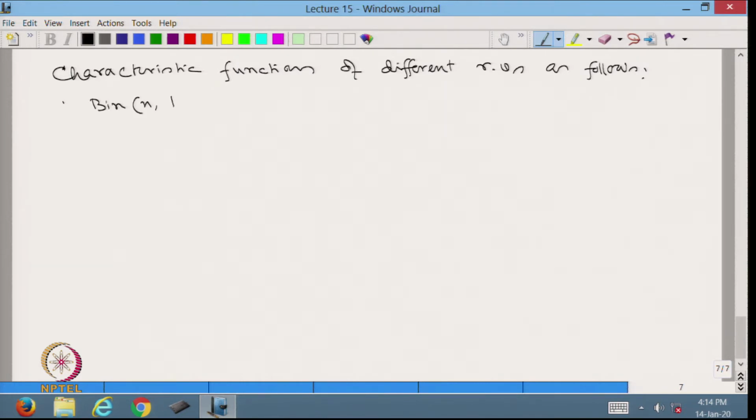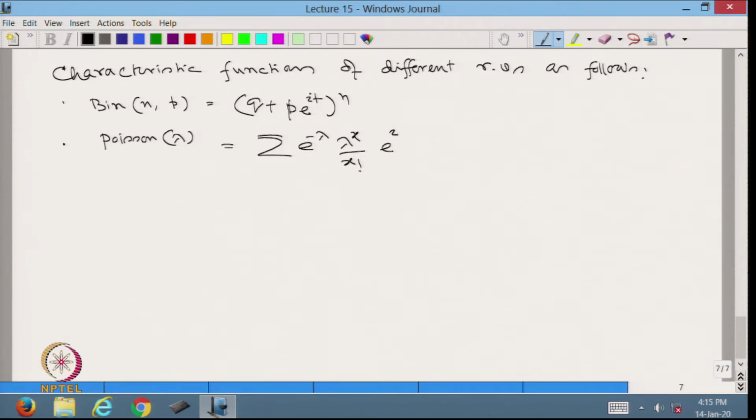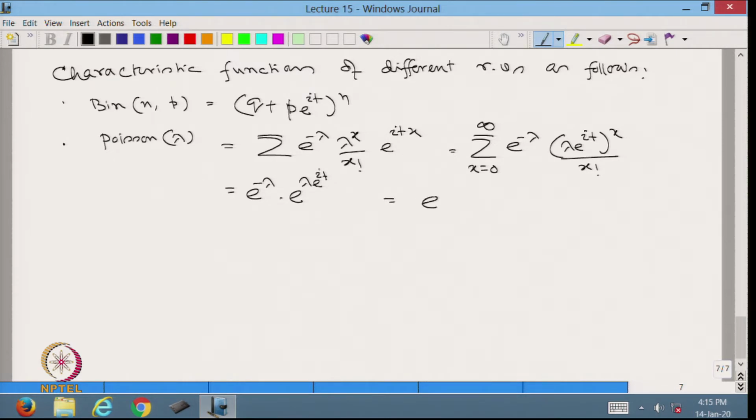Binomial n comma p, it is going to be q plus p e to the power i t whole to the power n. Poisson lambda is equal to sigma e to the power minus lambda lambda power x upon factorial x e to the power i t x, is equal to sigma, say x is equal to 0 to infinity, e to the power minus lambda lambda e to the power i t whole to the power x upon factorial x, is equal to e to the power minus lambda into e to the power lambda e to the power i t, is equal to e to the power minus lambda into 1 minus e to the power i t. That is the characteristic function of Poisson random variable.